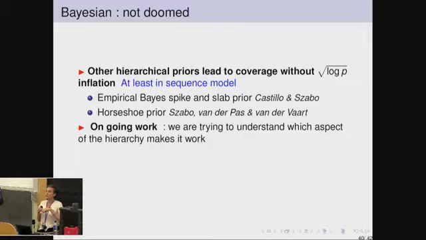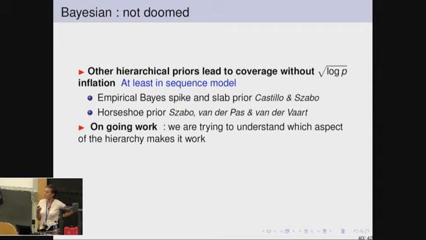Also, if you consider a continuous prior, at least it's been proved in the sequence model, which is a baby version of the linear regression model, but it's very true for the linear regression model as well. If you take the horseshoe prior, for instance, which is a prior that was considered in the literature, a continuous prior on theta, so you don't have zeros and non-zeros, but you have small and large, then for the horseshoe, you also get good coverage and good size as well.